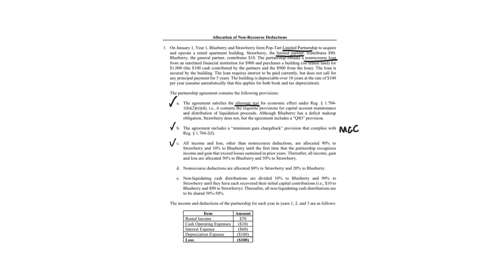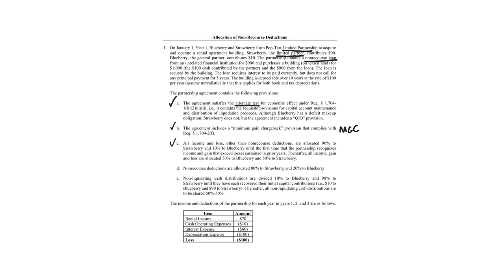The third element of the partnership agreement, all income and loss other than non-recourse deductions are allocated 90% to Strawberry, who's a limited partner, and 10% to Blueberry until the first time the partnership recognizes income and gain that exceed losses sustained in prior years. Thereafter, all income, gain, and losses are allocated 50% to Blueberry and 50% to Strawberry.